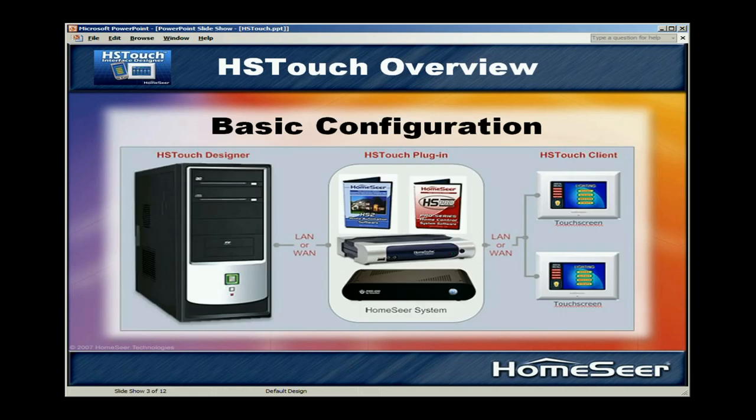The basic configuration is very much like what you see in the slide here. You've got your designer PC over on one side, you've got your HomeSeer system, and you've got your client devices on the other side. Now, even though we've split this into three different areas here, obviously, if you're running HomeSeer on a regular PC to begin with, and you want to use that as both the designer and the client, that's perfectly fine. So it doesn't necessarily have to be three pieces like what you're seeing here.